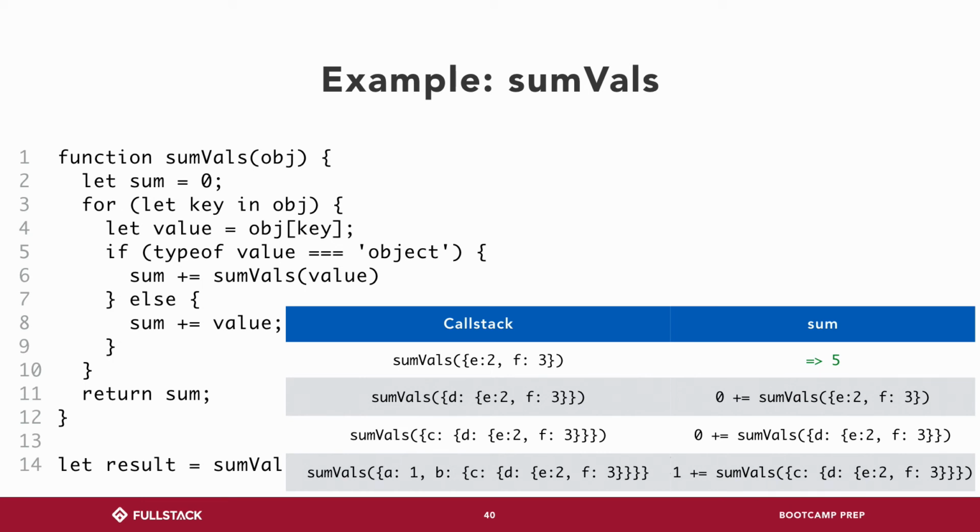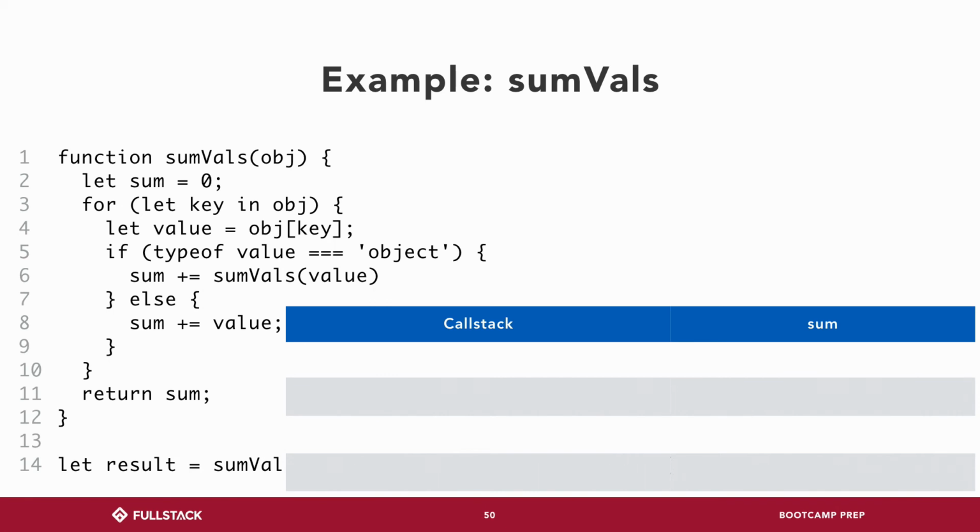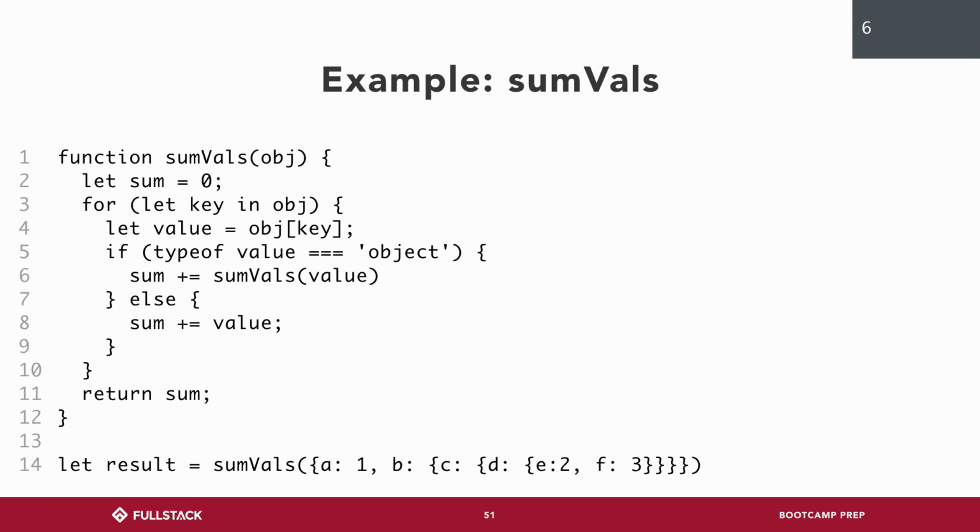We replace the sumVals function call with the value that it returned. So we get 0 plus 5. Then we get 0 plus 5 again. And then finally we get 1 plus equal to 5. That returns 6. And then that is what returns to the result. And we get console log of 6.